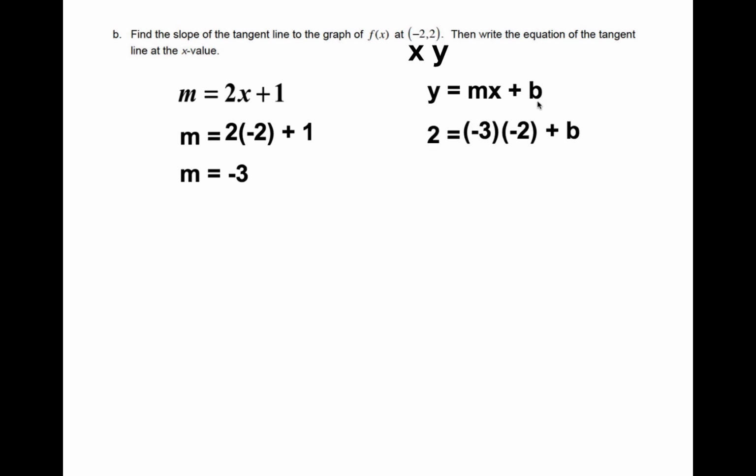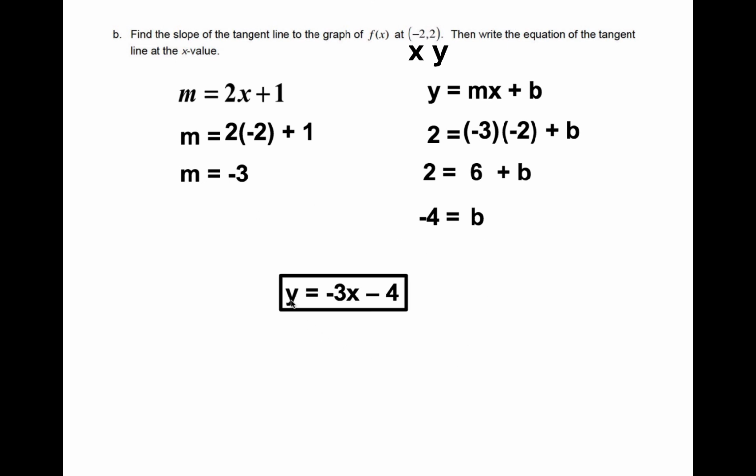So I'm going to get y equals 2, plug that in. The slope was -3. My x value is -2, and I'm solving for b. So this gives me 2 equals +6 plus b. And then I have to get b by itself by subtracting the 6 over, and I'm going to get -4. So there's my m, there's my b. So my equation is y equals -3x minus 4.